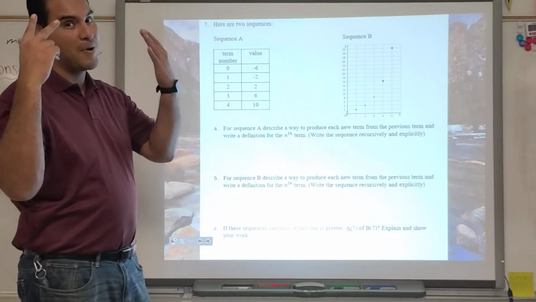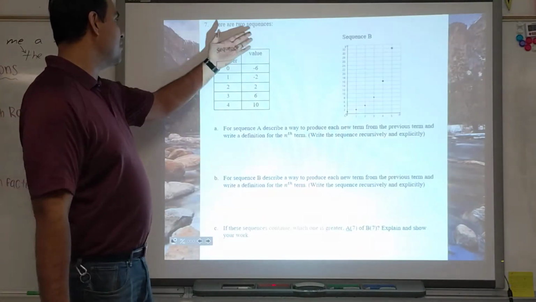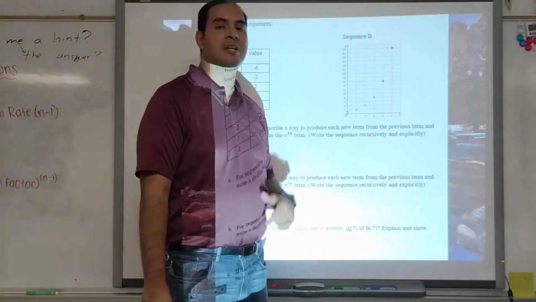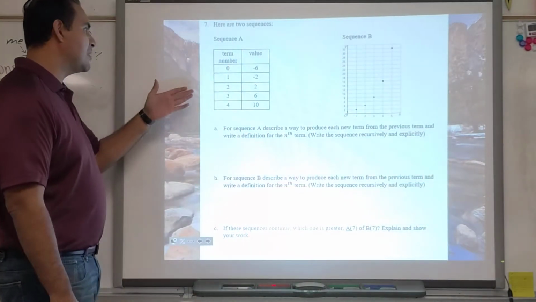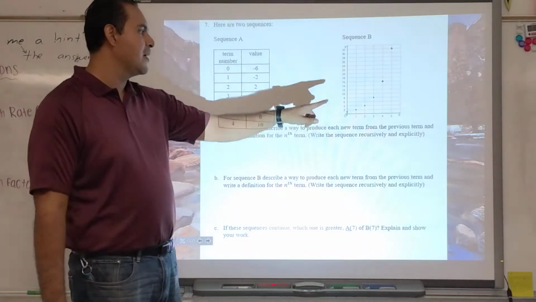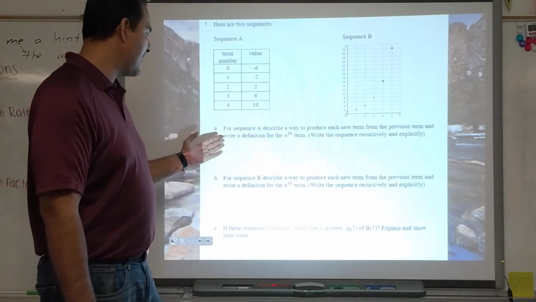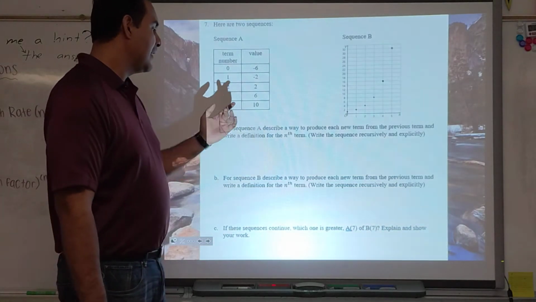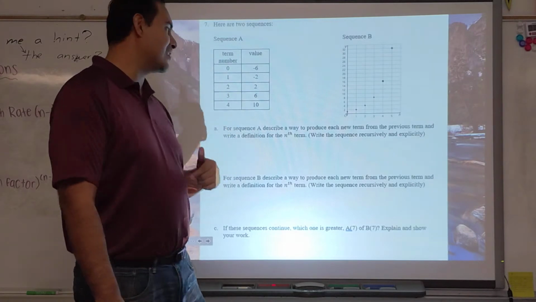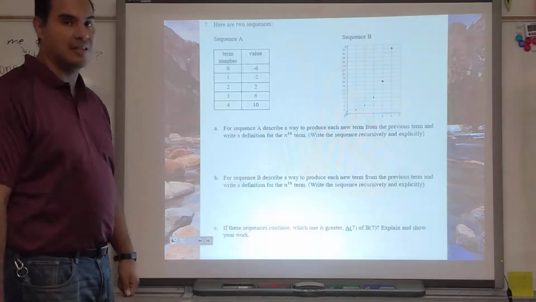This is question number 7. Here are two sequences. Sequence A, written in table form. Sequence B, written in the form of a graph. For sequence A, we're being asked to describe a way to produce each new term from the previous term and write the definition for the nth term. That means we're being asked to find the recursive form and the explicit form for the sequence in this table.